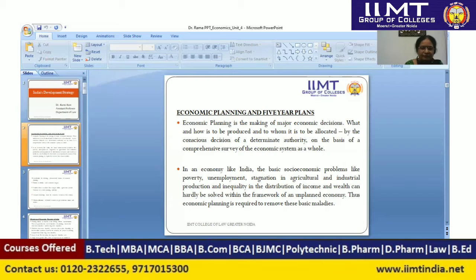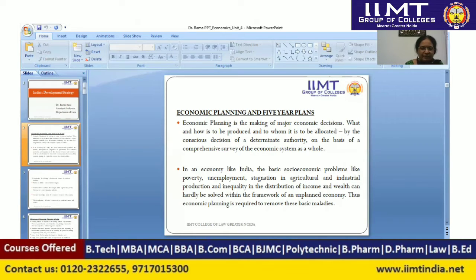It means economic planning is the making of the major economic decisions. The economic planner makes such planning in which they decide how to produce and who is to be allocated, and conscious decisions are to be made on the basis of the comprehensive survey.